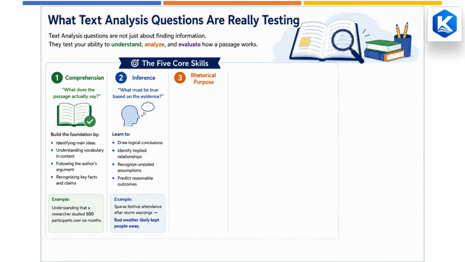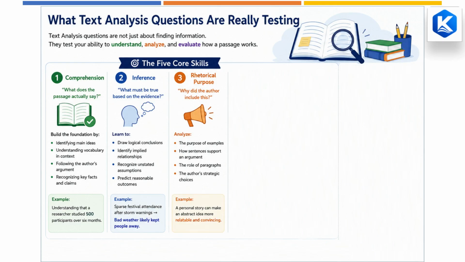The third skill is understanding rhetorical purpose. This means recognizing why the author included a particular sentence, example, or paragraph. Every part of a passage has a purpose. Ask, why did the author include this? A sentence might provide evidence, introduce an example, explain an idea, create a contrast, or strengthen an argument. Focus on what that part of the passage is doing, not just what it says.